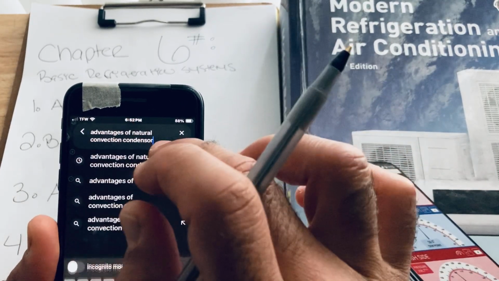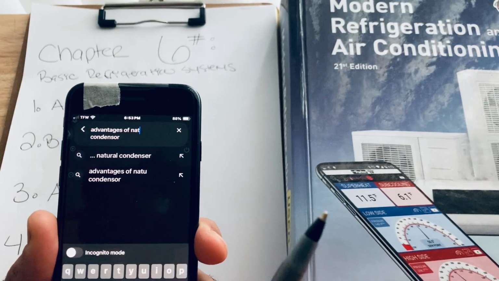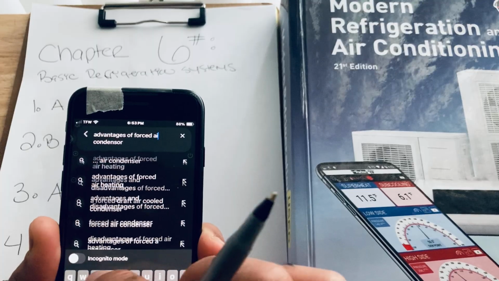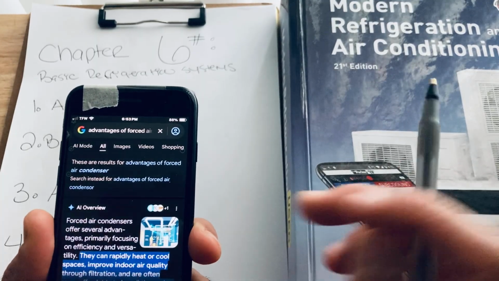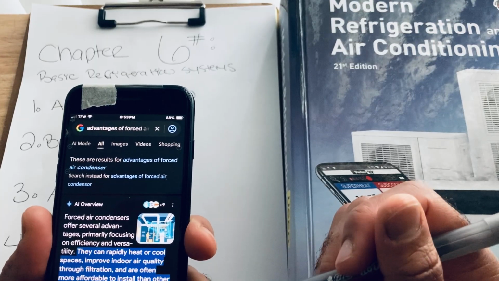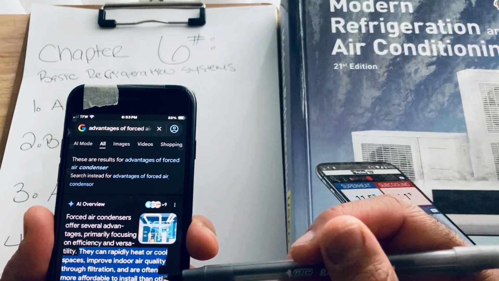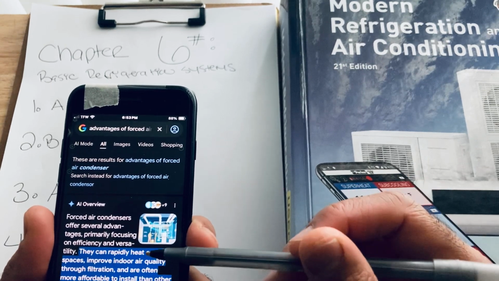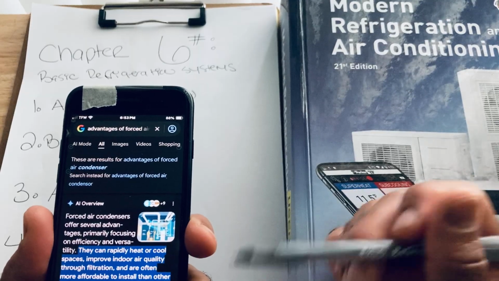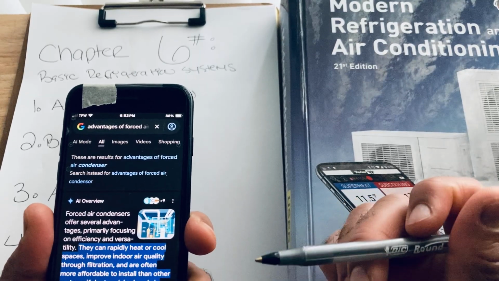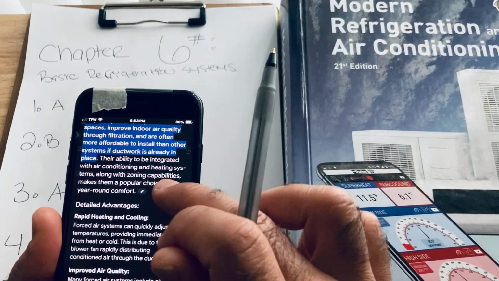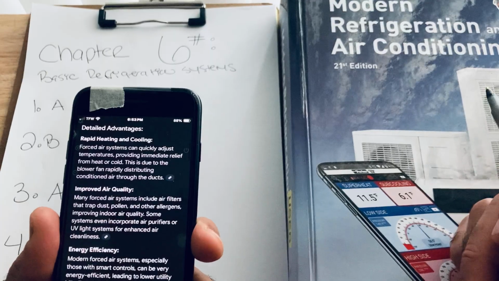And then for the forced air, they can rapidly heat or cool spaces, improve indoor air quality through filtration, and are often more affordable to install. I got to figure out which one said it had a worse quality. I know they added the word filtration, but we'll just say rapidly heat or cool. That's a positive. And then more affordable to install if ducts were already in place. Oh, and they got more. Damn. Oh, I could have just gone down.